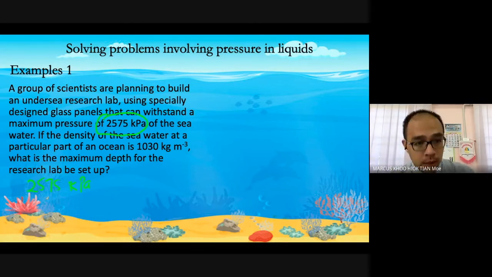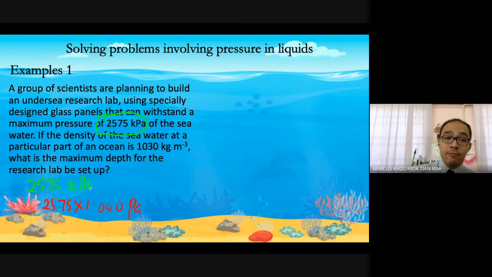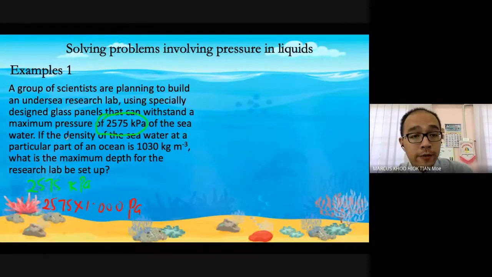Times 1000. Okay, 2575 times 1000. We need to change it to Pascal because we know the pressure formula as in Pascal. Now, if the density of the seawater is 1030, what is the maximum depth? Maximum depth refers to the letter H.